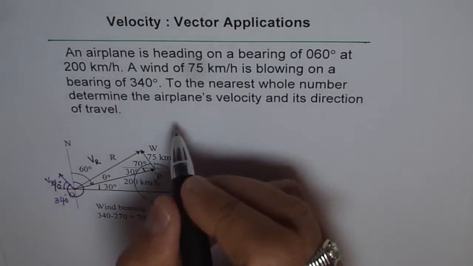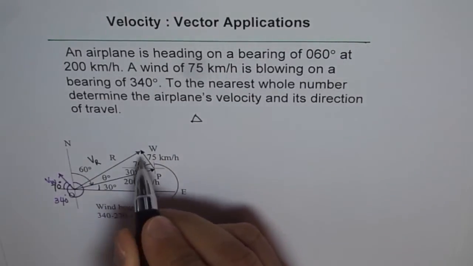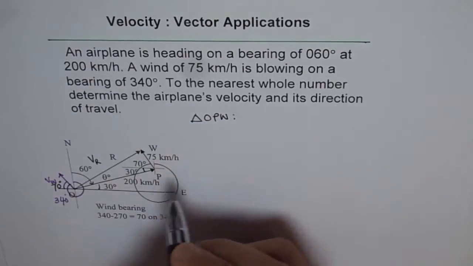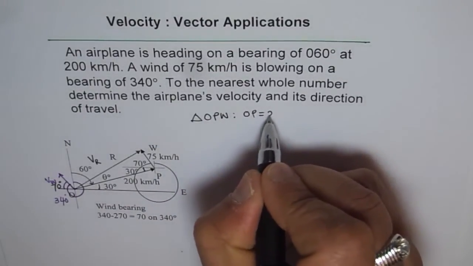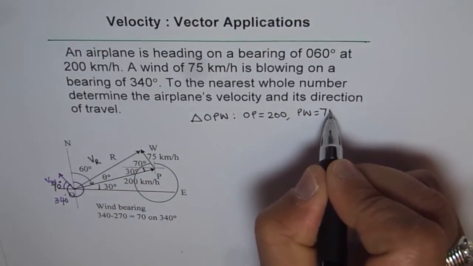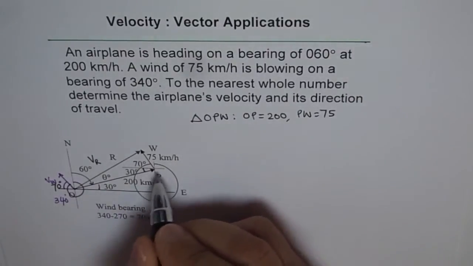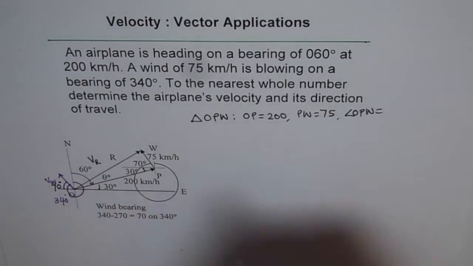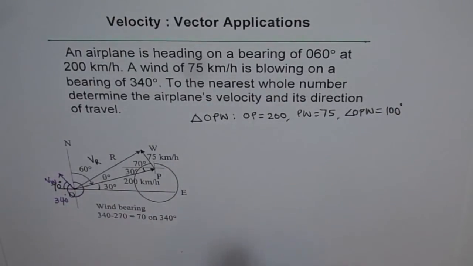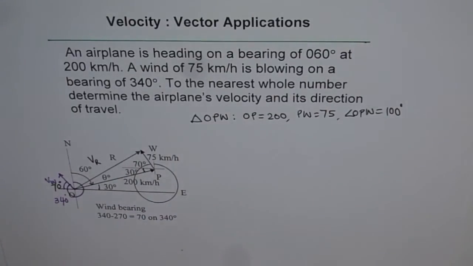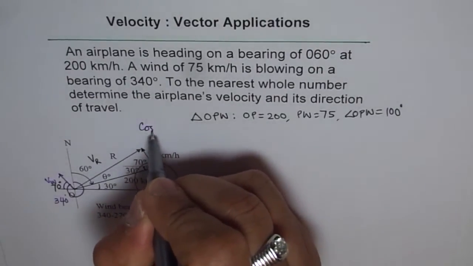Now you can see if we analyze the triangle OPW, in this triangle, we know OP is equal to 200, PW is equal to 75, and the angle OPW is equal to 30 plus 70, right, which is 100 degrees, right? So in a triangle, we know two sides and the included angle. So whenever we know two sides and included angle, we can use cosine law, right?